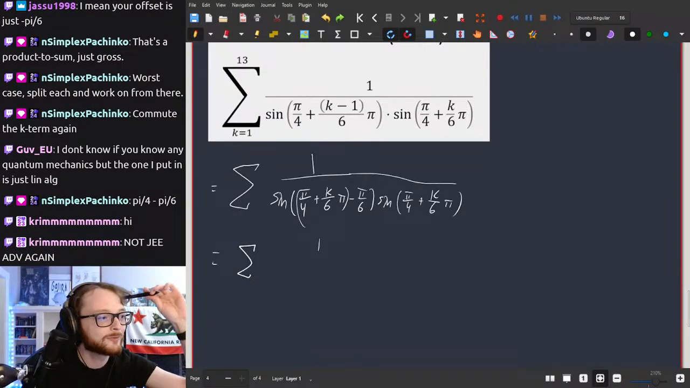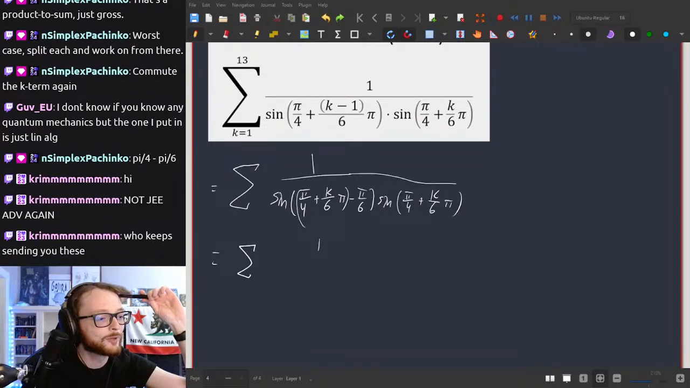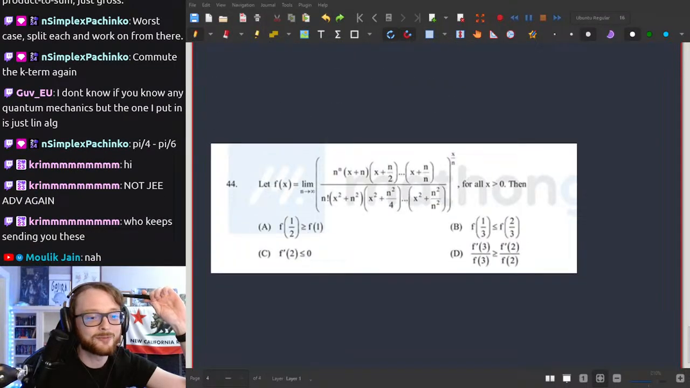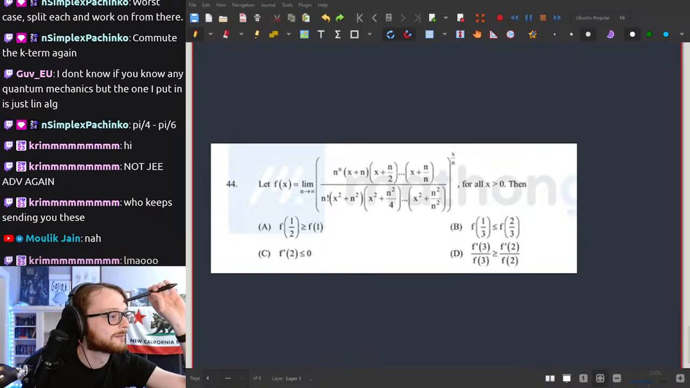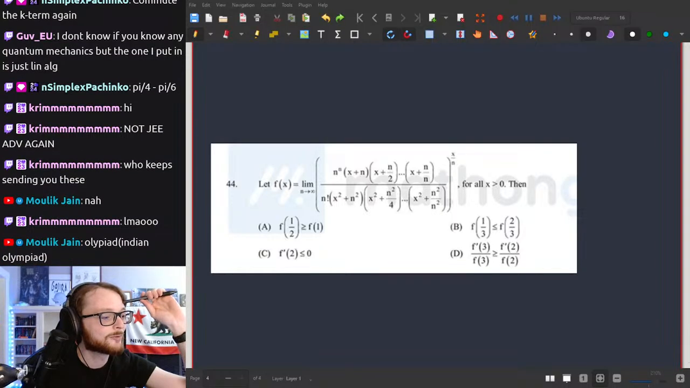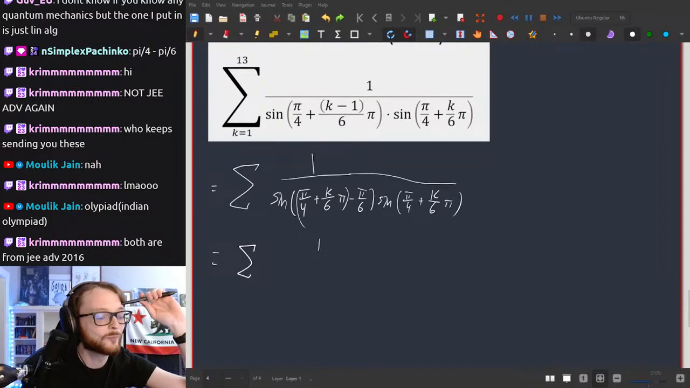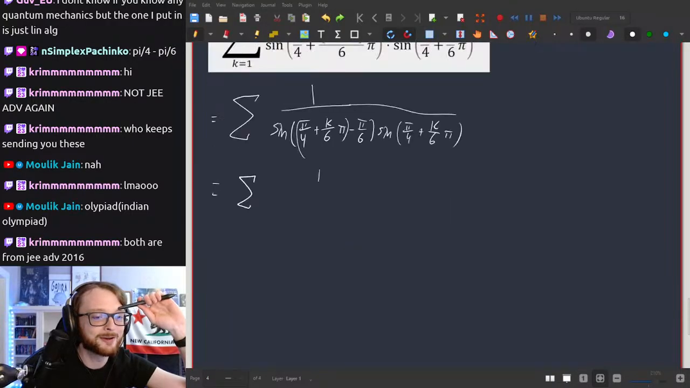Is this JEE advanced? This one is from Mulik. There's also this one that they put in too, which looks equally as insane. Oh, it's Olympiad? Yeah, I'm sorry, Mulik. That's even worse. I don't want to do either of these. I'm sorry.